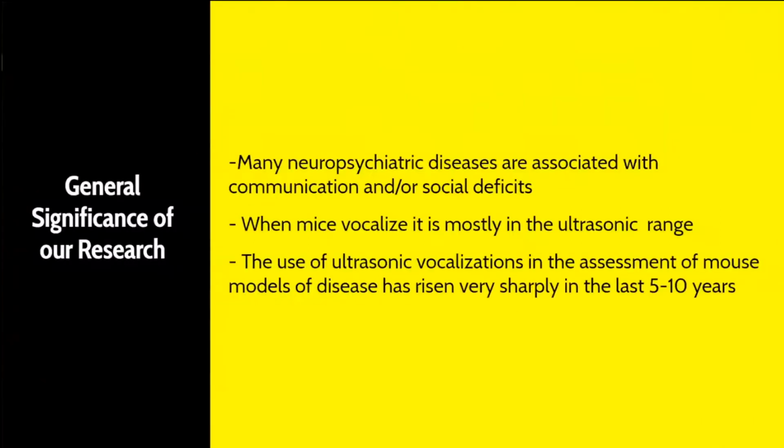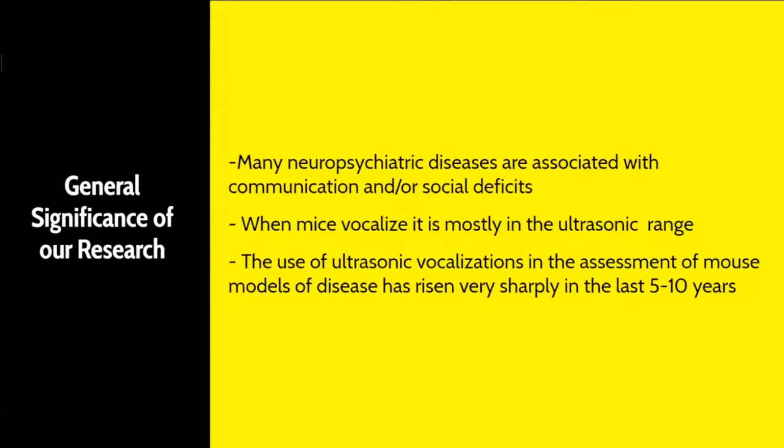Next slide, please. With that being said, many neuropsychiatric diseases are associated with various types of communication and/or social deficits. An example of this is an individual with some kind of autism spectrum disorder, as they have complications that can be attributed to the aforementioned deficits. Crucial to the study of these disorders are mouse models. Mice are used as forums for experimentation of various human diseases. The use of ultrasonic vocalizations in the assessment of mouse models of human disease has risen very sharply in the last 5 to 10 years and is rapidly becoming a standard behavioral test for communication and social deficits.